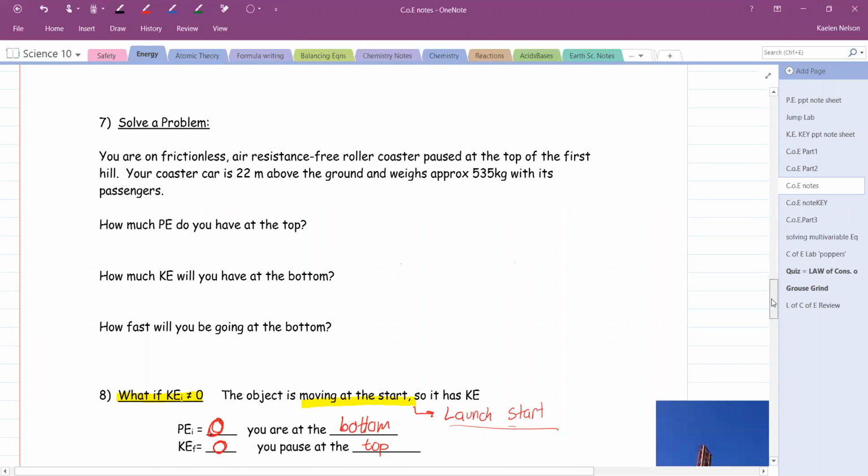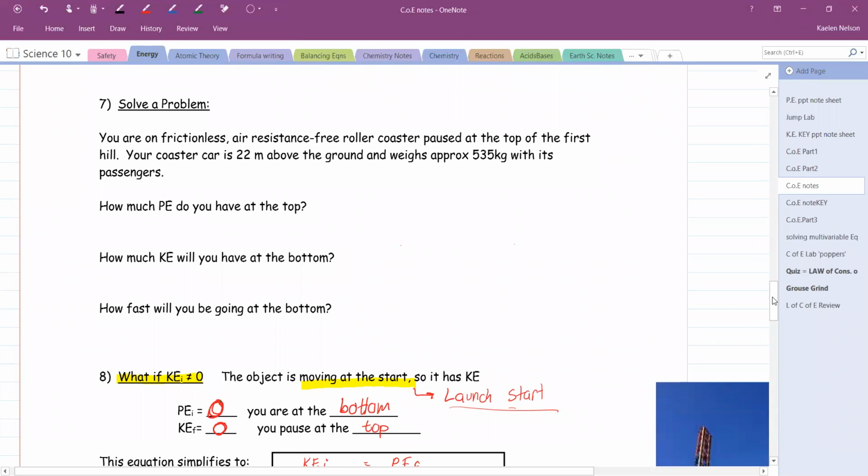Have your data sheet and your calculator. As we read the question, we'll pick out the important parts. You're on a frictionless, air resistance-free coaster, paused at the top of the first hill. That tells you you're stopped at the top. Coaster is 22 meters above the ground. That's h in our variables, and weighs approximately 535 kilograms. That's m, or mass. How much PE do you have at the top? So we've used this equation a lot, so this will be a quick review. PE equals mgh. Fill in our variables, 535 for mass. Gravity is 9.8. Our height is 22 meters. If we put all this into our calculator, this is our answer.